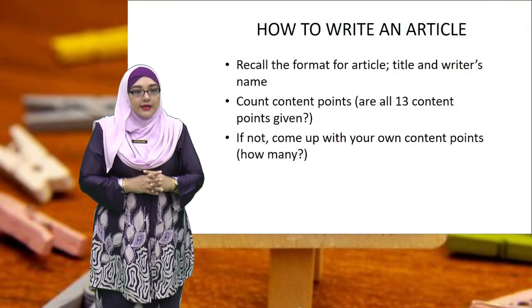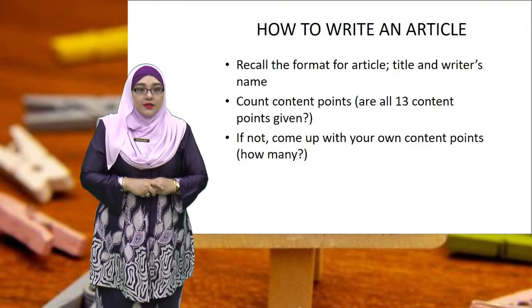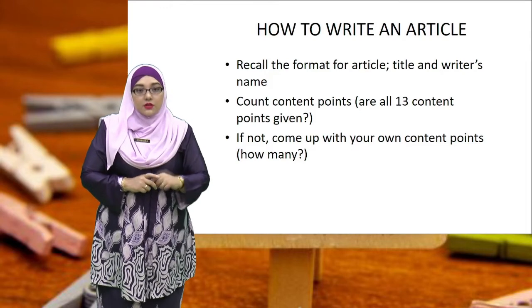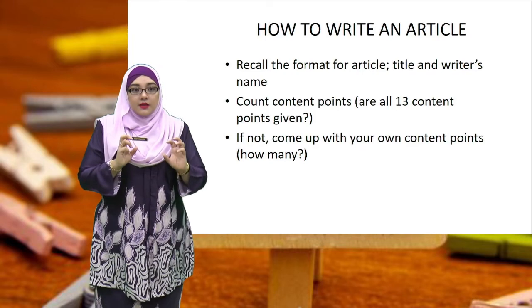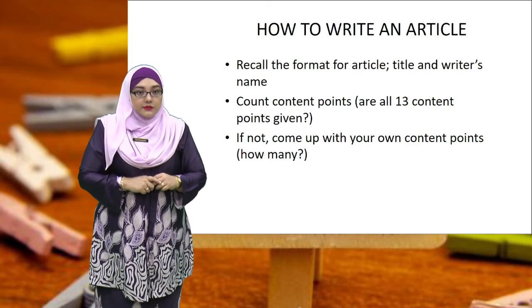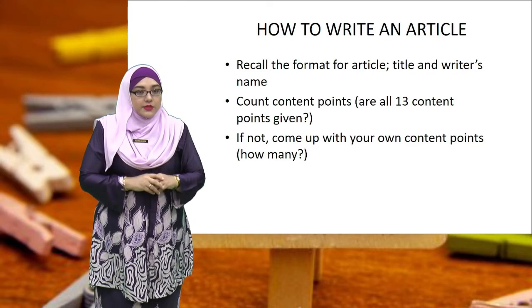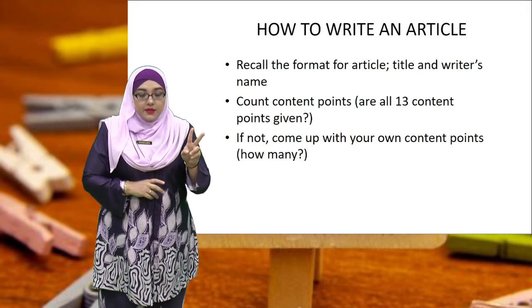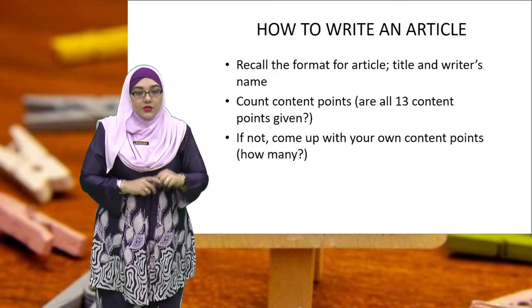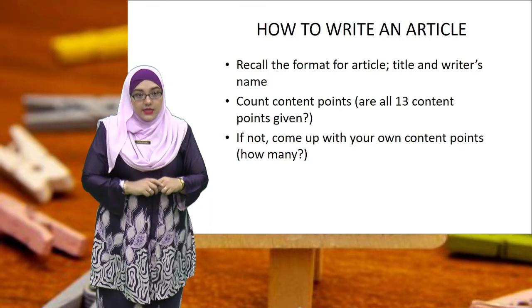Okay, let's take a look at the next slide. How to write an article. So first, you need to recall the format for article, the title, and the writer's name. So count the content points after that. Are all 13 content points given? So for article, there are only 2 marks for format. So that means you need to come up with 13 content points. This is only for article.